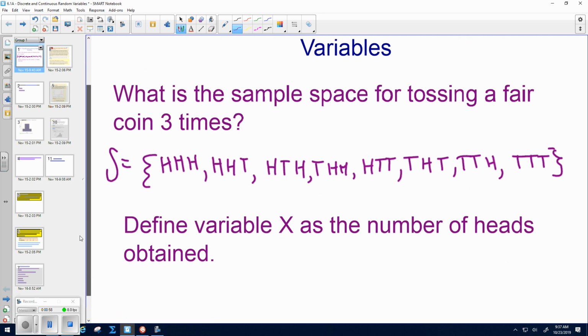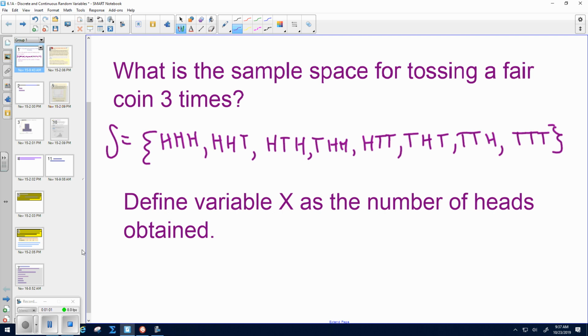So we're going to define our random variable x as the number of heads obtained. So in this first one, how many heads did we get? And in this one, how many heads did we get? And in this one, and in this one, and in this one: 1 heads, 1 heads, 1 heads, and 0.